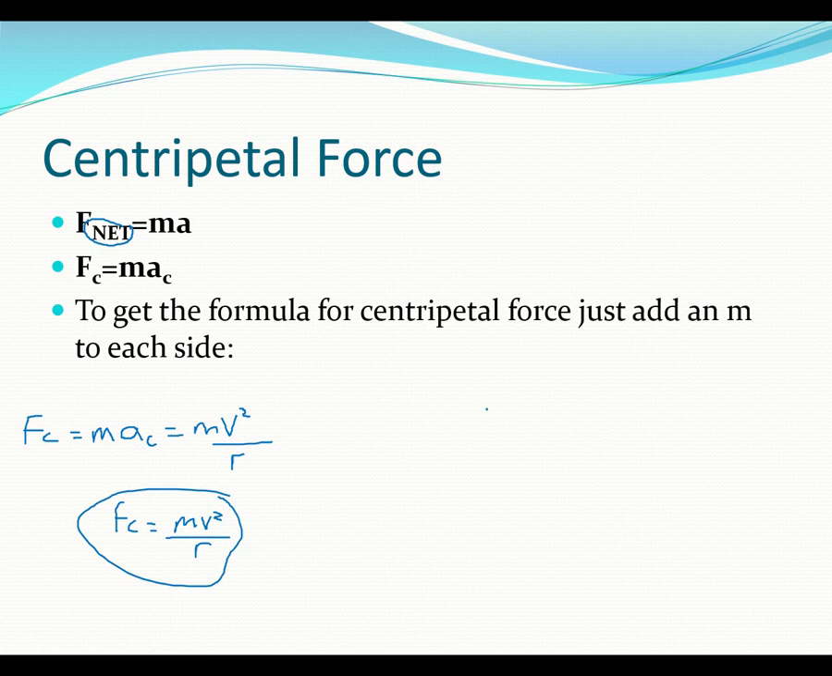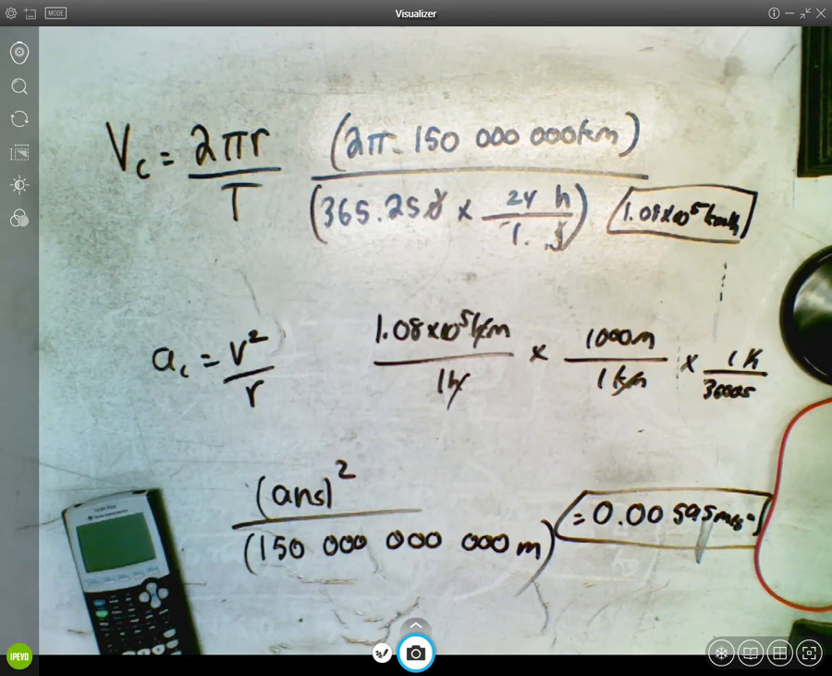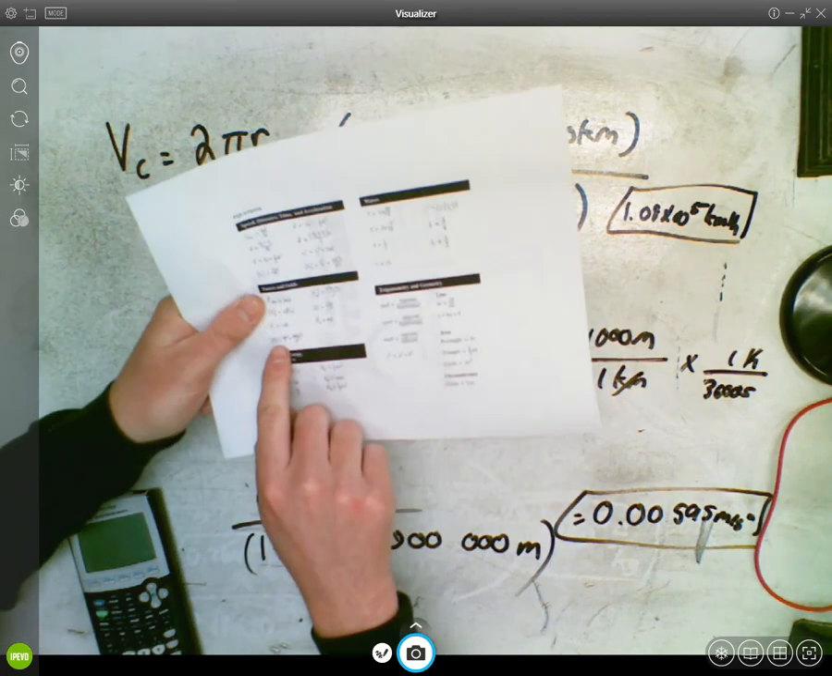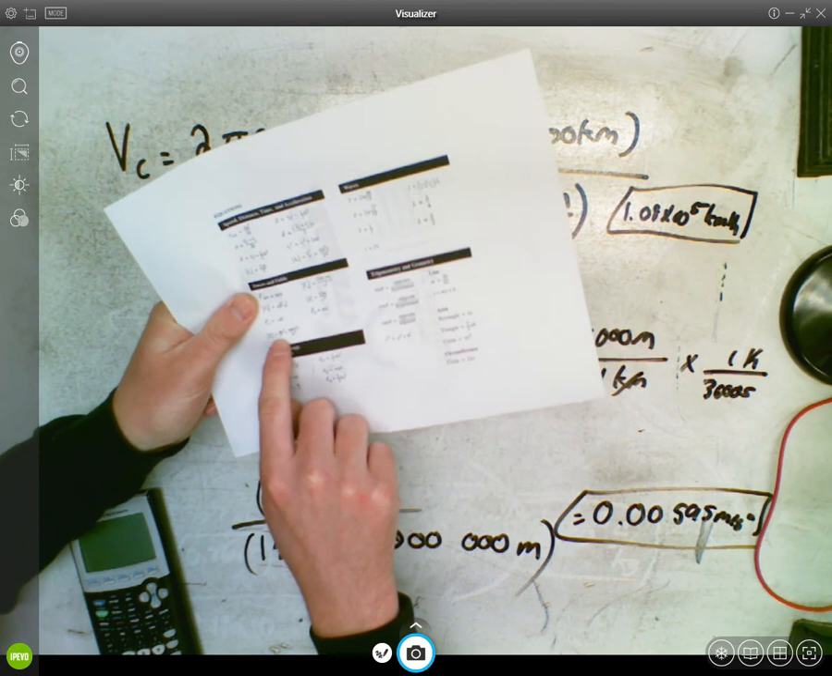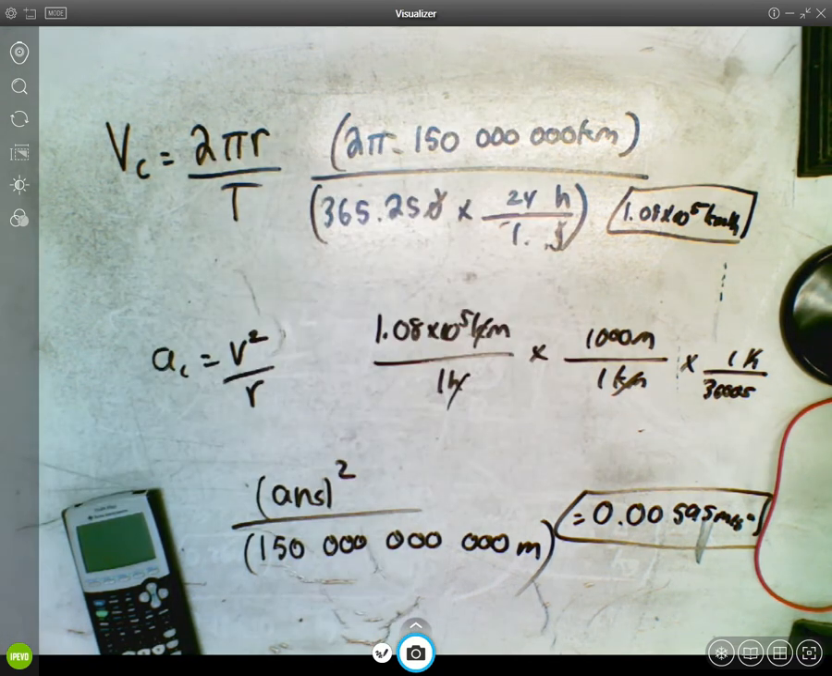Same with the other formula. I also know that AC is equal to 4 pi squared r all over t squared. Well, if I want to make it a force, I need to multiply it by mass, and then it becomes that. So I'd have to multiply this by mass as well, and that becomes our formula. And you can find these formulas in your data book, and because it's a force, it's under forces. So you can find those two formulas on the bottom right there.